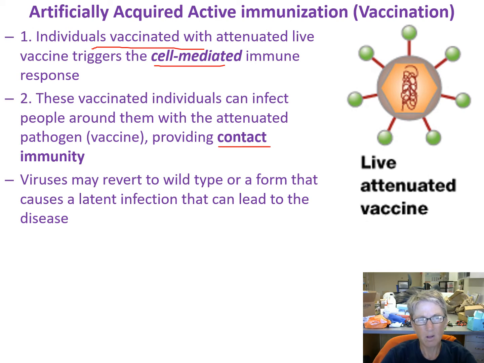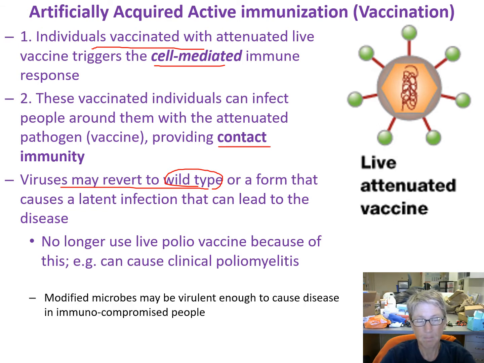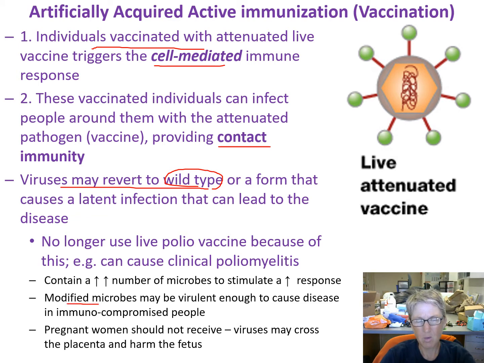If you use an attenuated live vaccine, the viruses could revert to wild type. That means to the virus that they were before they were attenuated, and that can lead to the disease. And they no longer use live polio vaccine because of this reason. And also these attenuated or modified microbes still could have enough virulence to make people sick if they're immunocompromised. And pregnant women shouldn't receive these kinds of viruses because the viruses could get across the placenta and harm the fetus.